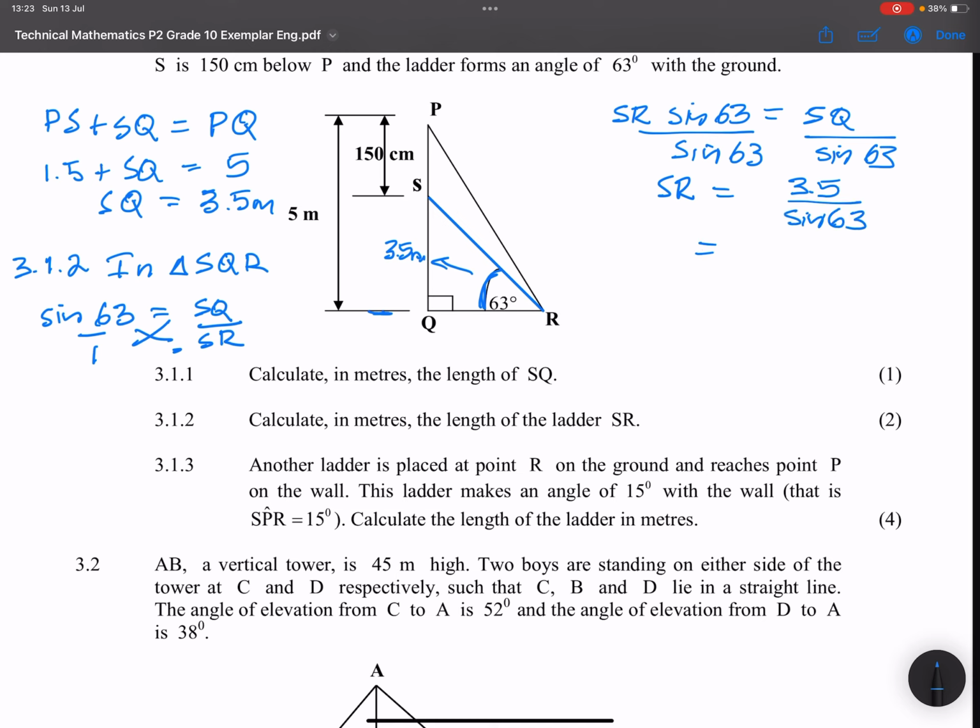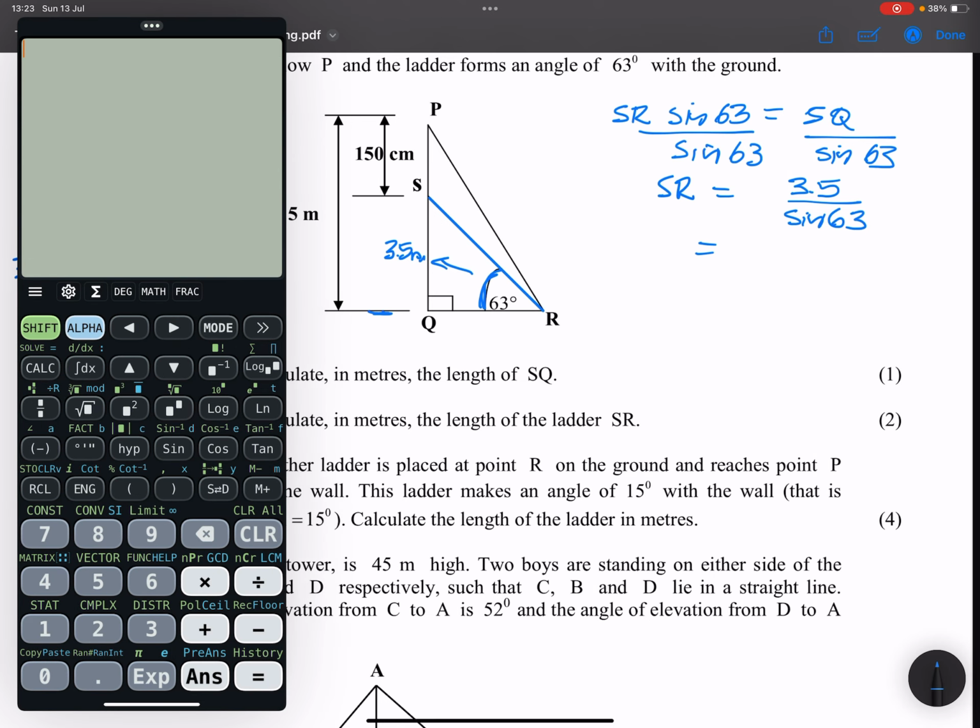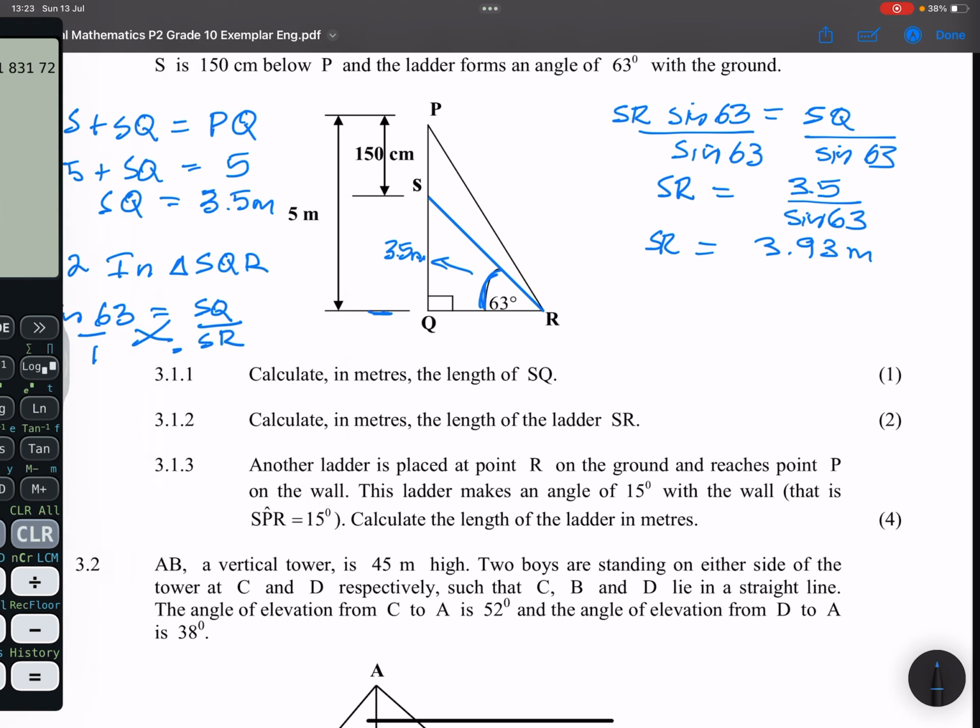Now, ladies and gents, all that's left for us is just to do a bit of calculator work. So that's 3.5 divided by the sine of 63 degrees. And ladies and gents, we get 3.93 meters. So that's the length of the ladder.